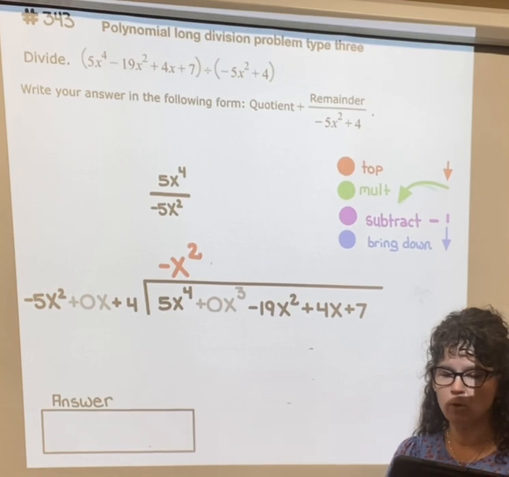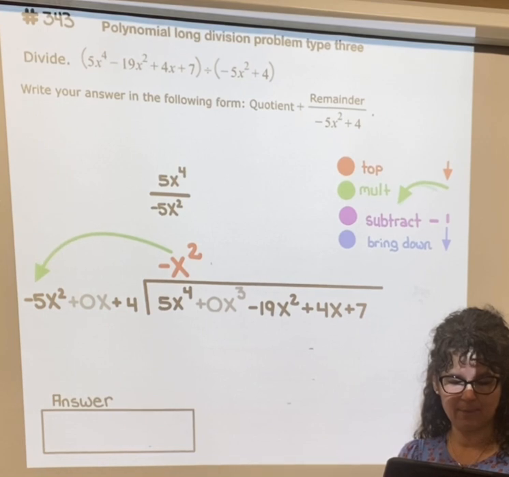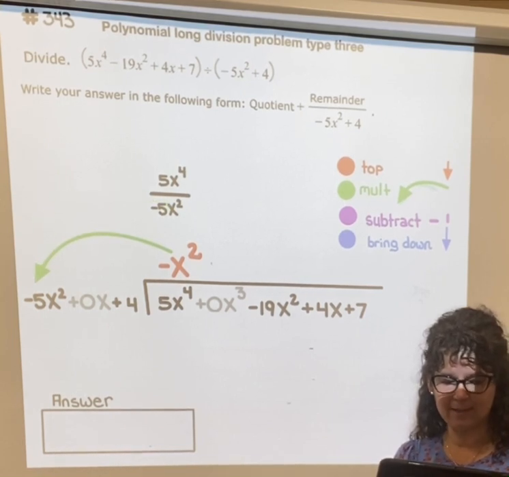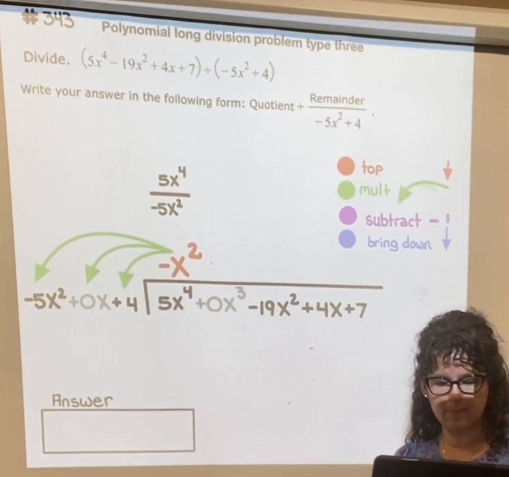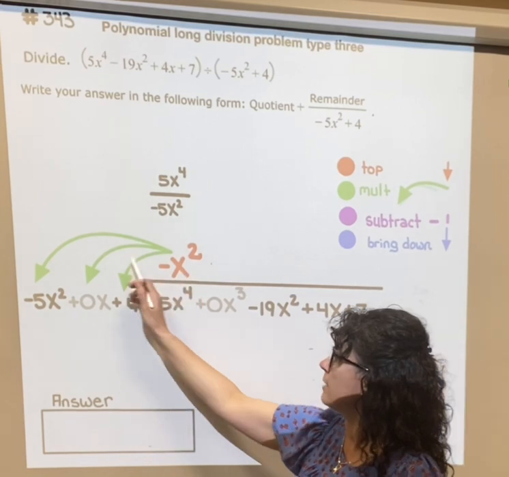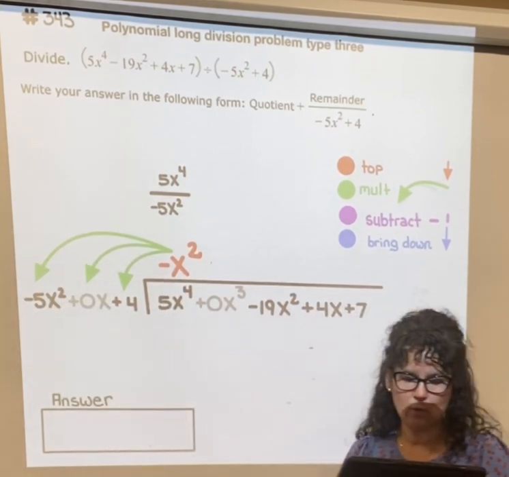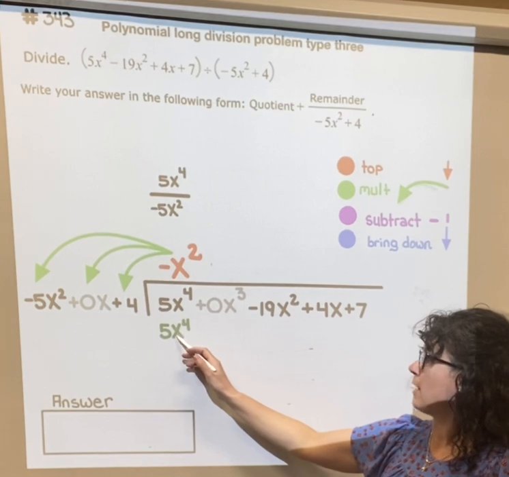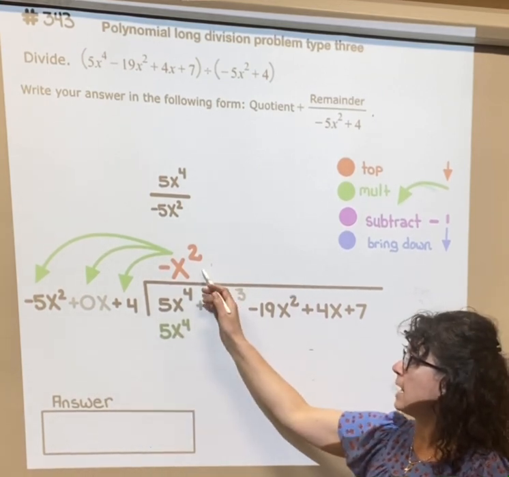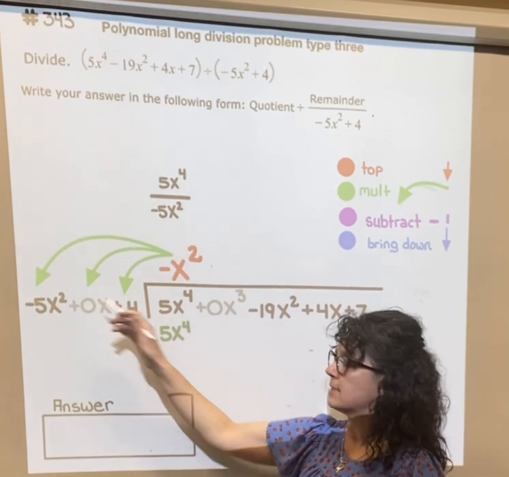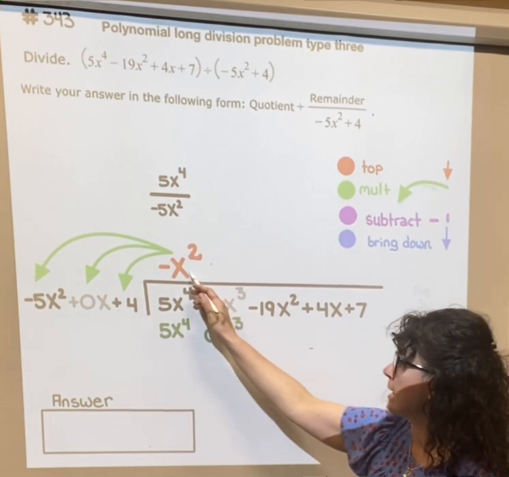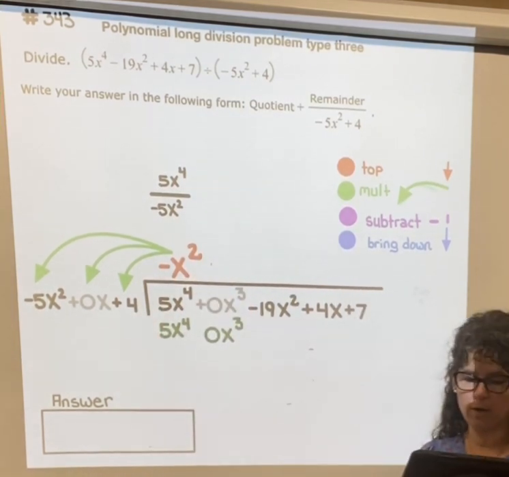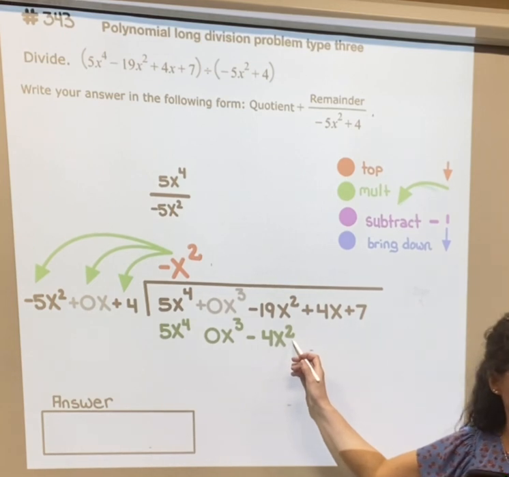Next, I'm going to multiply what we wrote down off to the side. So I'm going to multiply this negative x squared times each one of these pieces off to the side. So negative x squared times negative 5x squared is 5x to the fourth. Negative x squared times 0x is 0x to the third. Negative x squared times positive 4 is minus 4x squared.